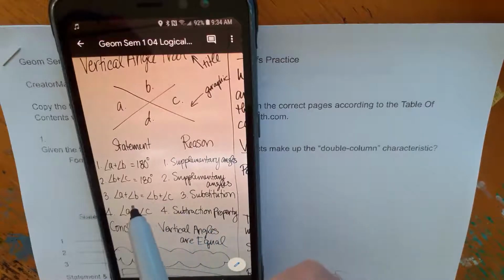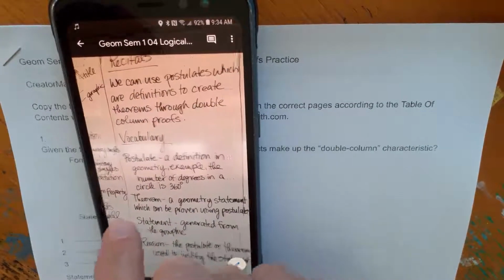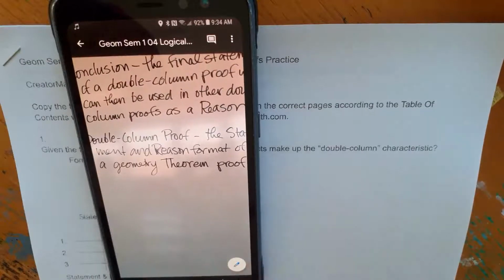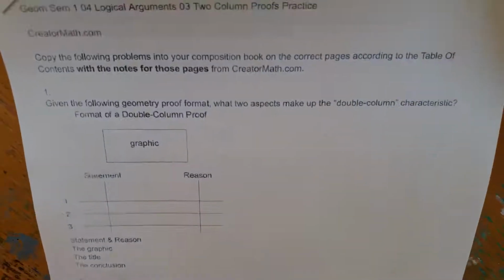Right? Subtraction property is we subtracted angle B from both sides of the equation, and they disappeared. So very brief, copy these notes into your comp book and go from there: double column proof, conclusion, and let's see what the problem sets are. They probably just reiterate what was covered in those notes.